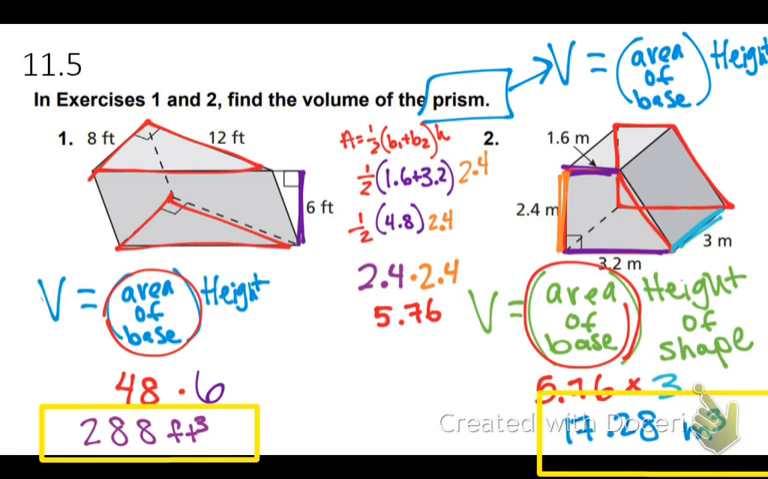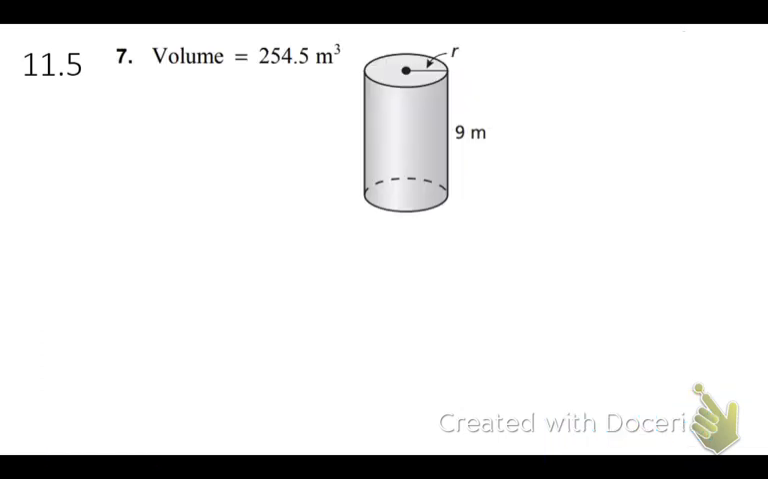All right, we're going to look at number 7. So in this one, are we looking for the volume? No. We're already given the volume. We're still going to use the volume formula. So volume equals the area of the base times the height.